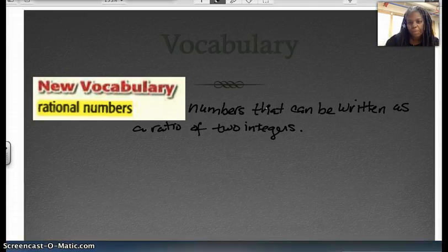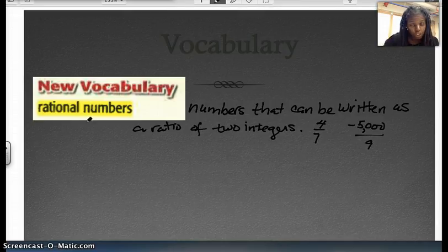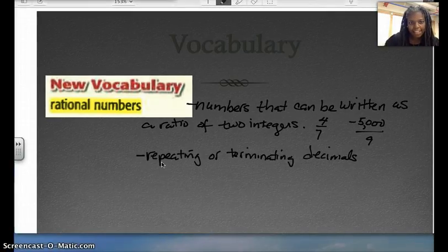So for any number that you can write as a fraction, basically, and by a fraction, I mean a proper fraction, not like a decimal fraction combo or anything like that. If you have a situation where you can write 4 over 7, negative 5,000 over 9, whatever, if you can write a number as a ratio of two integers, you can be assured that you've got a rational number. Another way of looking at rational numbers is to say that you've got repeating or terminating decimals.